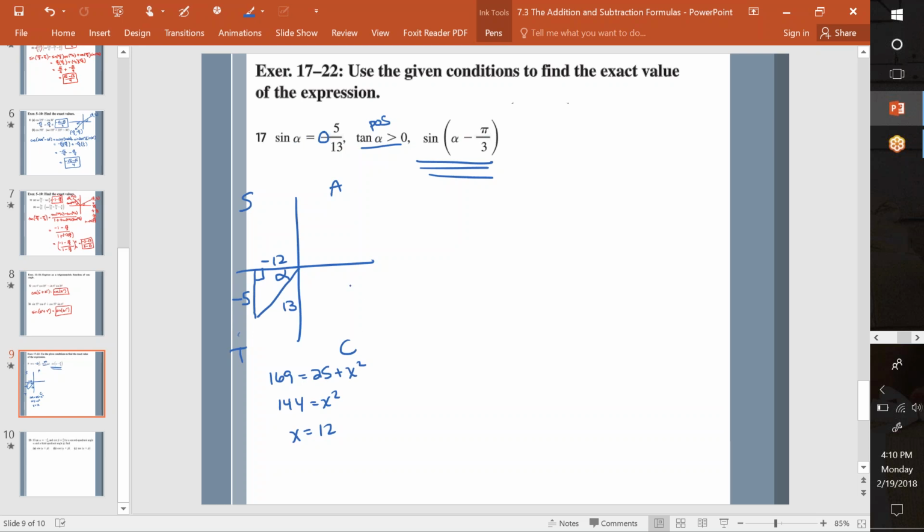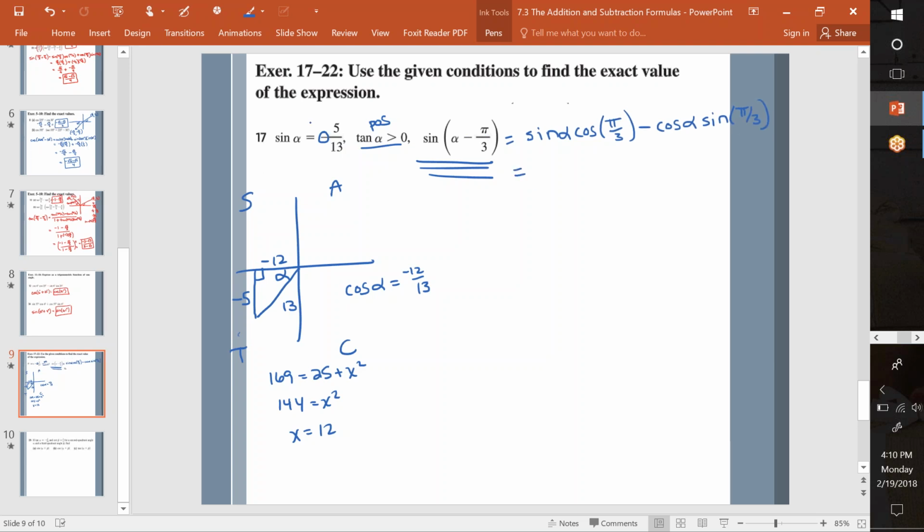So I'm going to go ahead and write what cosine of alpha is. Cosine of alpha is adjacent over hypotenuse, so -12 over 13. So this formula, remember, sine is social and agreeable, so it would be sine of alpha cosine of pi over 3. Agreeable means we keep our sign. And then it would be cosine of alpha sine of pi over 3.